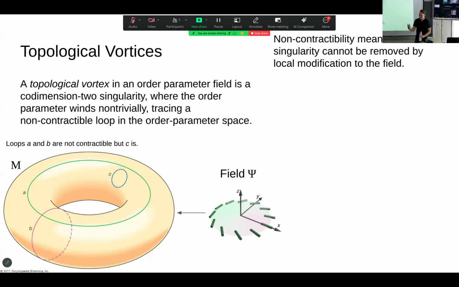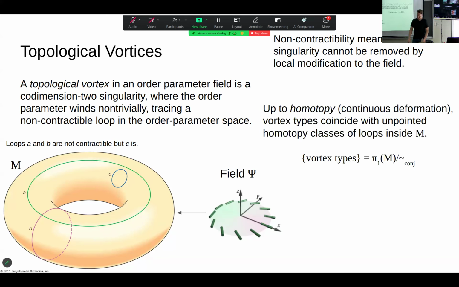Okay. And the non-contractibility just means that basically you cannot make a local change around this field, like some small modification here to fill in the singularity. You have to do something more non-local. Okay. And up to homotopy, which just means continuous deformation, these different vortex types can be understood with standard tools of topology.